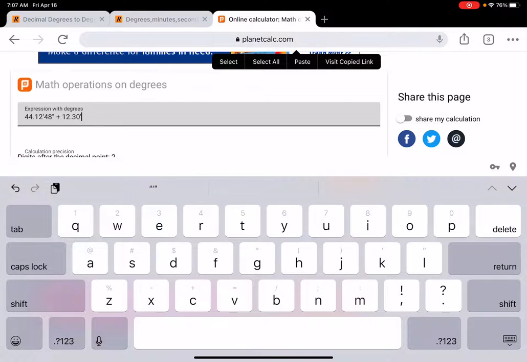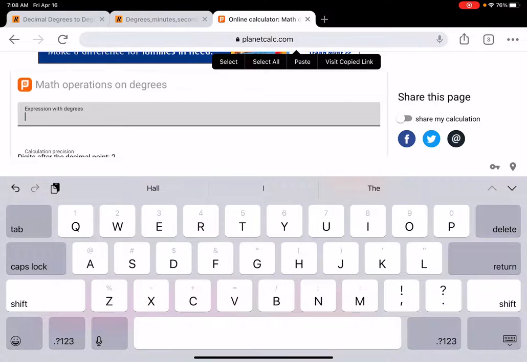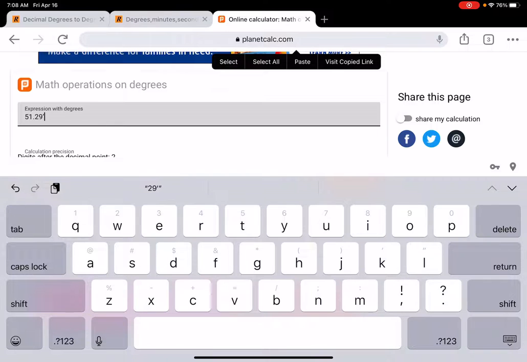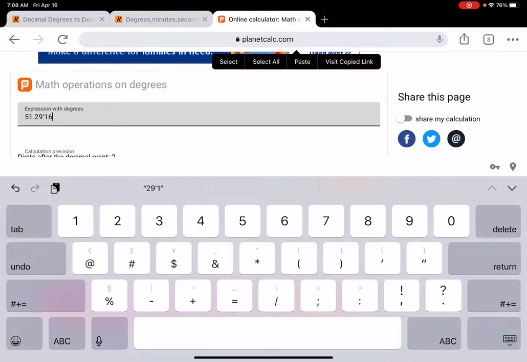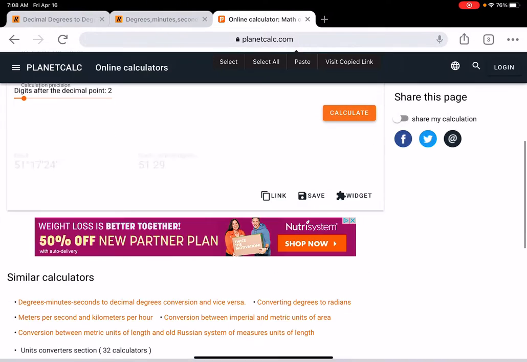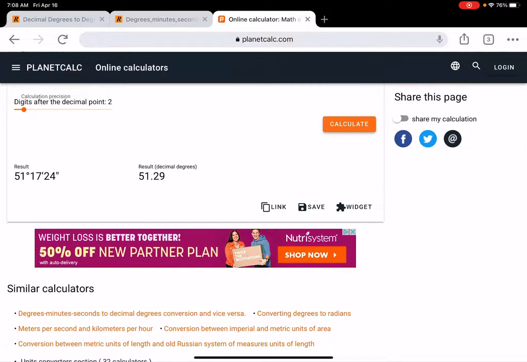So if we deleted this and we did those same problems we did before, 51 degrees, here you're just going to use a period as the degree, 29 minutes, and I think it was like 15 seconds, plus 32 degrees, 46 minutes, and we'll say 10 seconds. I can't remember exactly. Hit calculate, and it'll give you the degrees, minutes, seconds, and the decimal degree. So either of those will work for you.